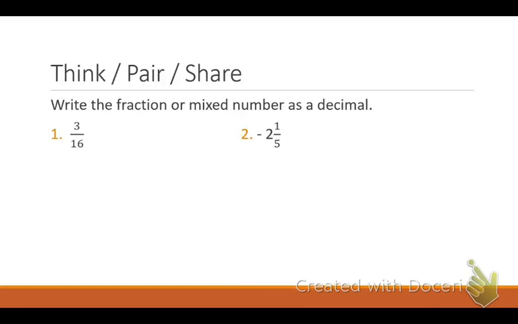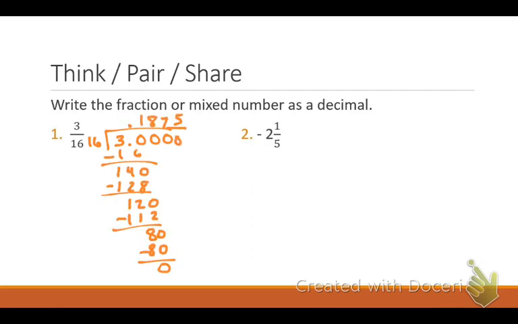All right, let's go ahead and look at this next one. Write the fraction or the mixed number as a decimal. So this is just kind of going back to what we had talked about a little bit earlier. You want to do your 3 first and divide it by 16. I want you guys to try to do this on your own. All right, how many of you got the same thing that I did? 0.1875.